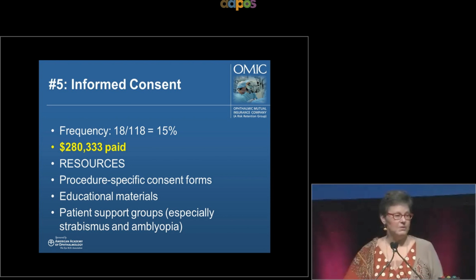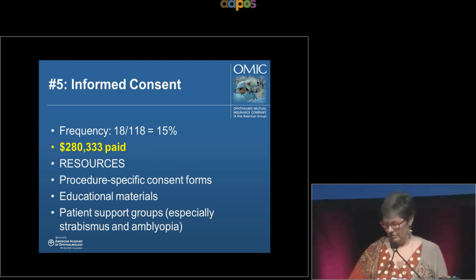And again, strabismus and amblyopia, I would really consider AAPOS finding some support groups, or you finding your own support groups among your own patient population, as it does help patients have realistic expectations.